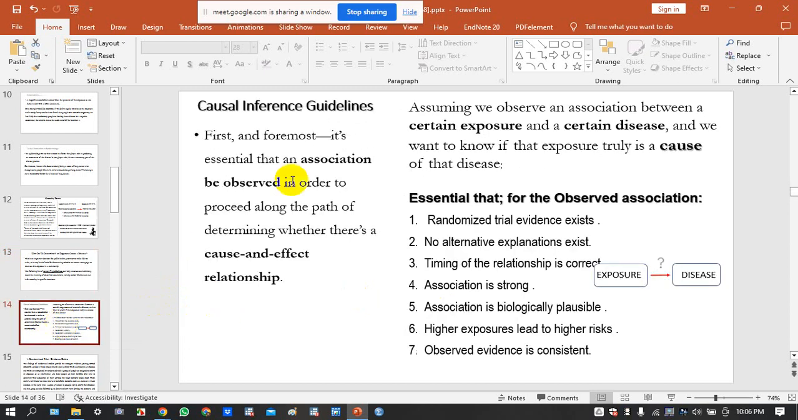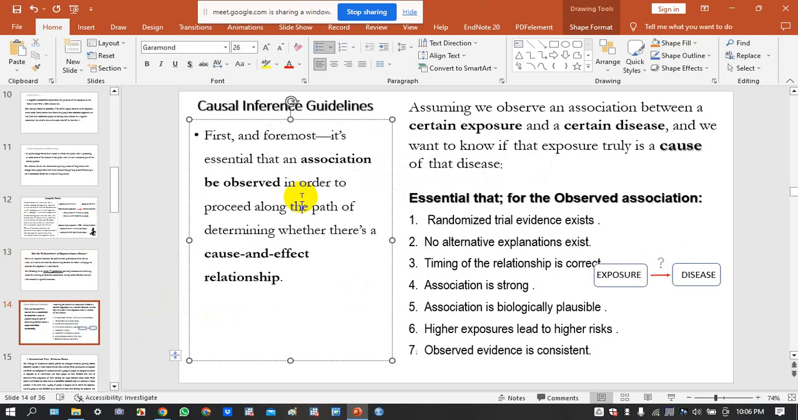So these are the steps. We have randomized trial evidence. No alternative explanation exists. Timing of the relationship is correct. Association is strong. Association is biologically plausible. Higher exposures lead to higher risk. Observed evidence is consistent. So let's see, does the exposure lead to the disease causation? We are going to see it.